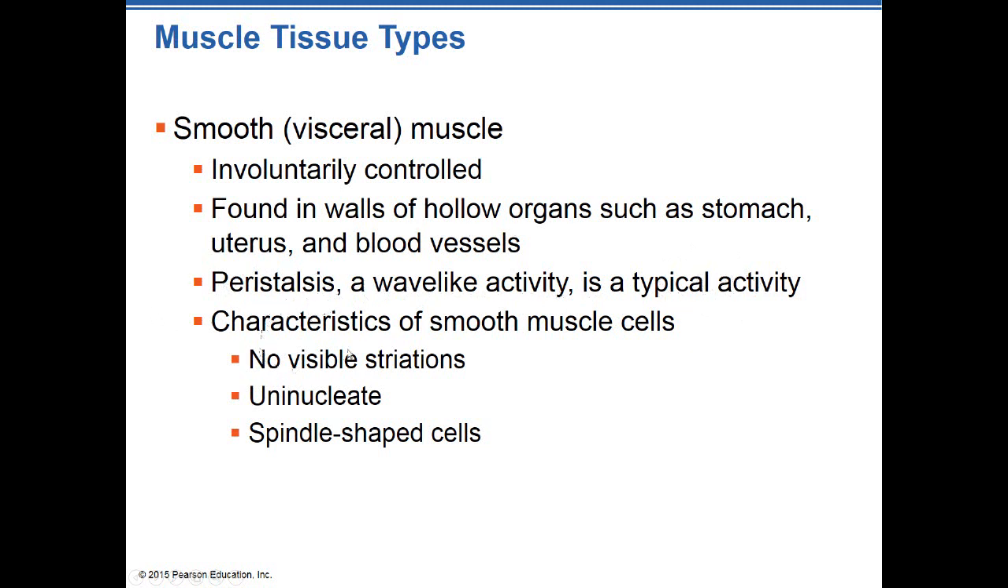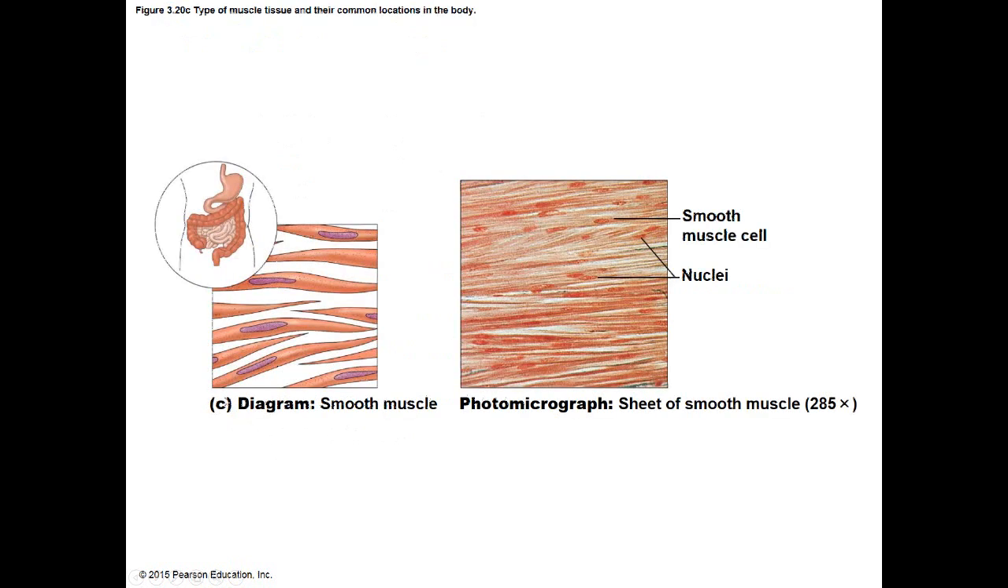But some characteristics that you can identify: there's no striations, hence the name smooth. You don't see any stripes on smooth muscle. They're uninucleate, similar to cardiac muscle, and they're spindle-shaped. So they're kind of thicker in the middle, and they get skinnier towards the edges. That looks quite different than your cardiac and your skeletal muscle.